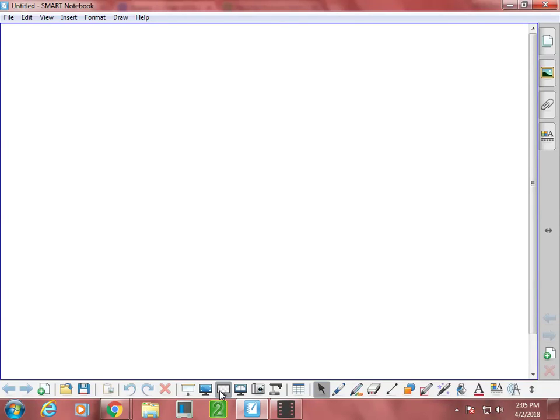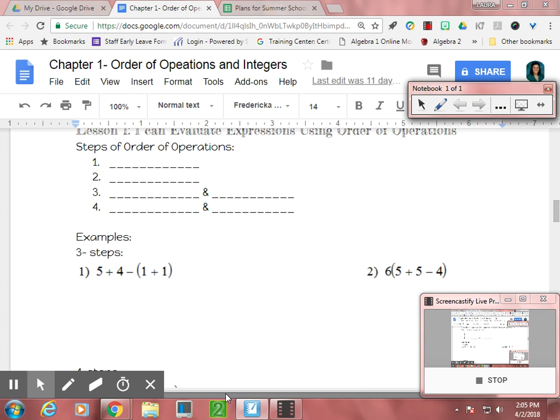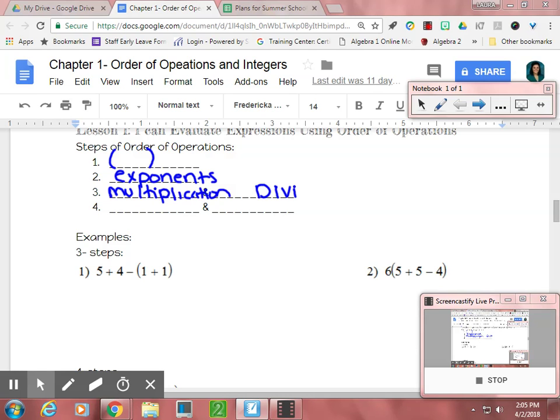Our first lesson is on order of operations. So your steps for order of operations are first your parentheses, then you're following that by exponents, then in the same step, multiplication and division, and lastly, addition and subtraction.